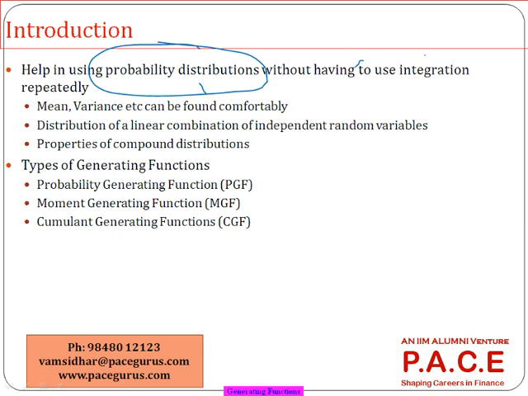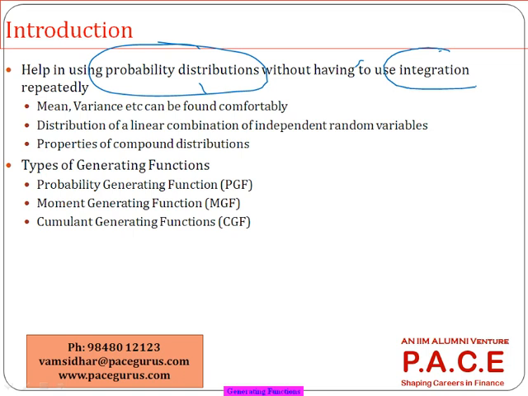And if we see some of the continuous distributions which we have used in our earlier chapters, we have used integration very heavily, right? But the moment you are able to generate a generating function for this, after that you don't need to do any kind of integration to find out the mean, variance, etc.